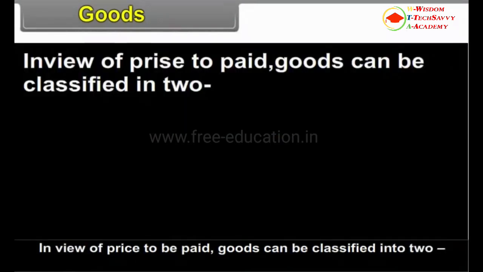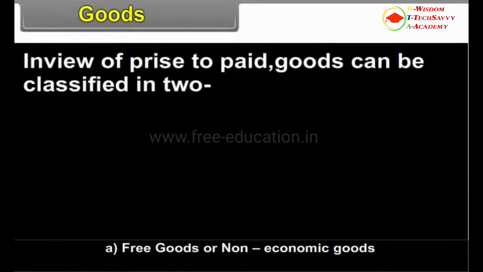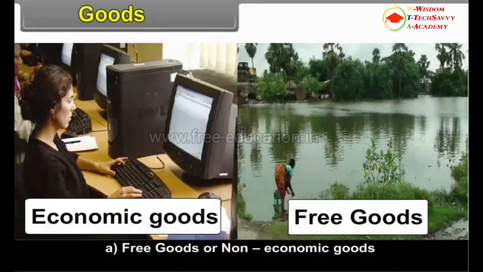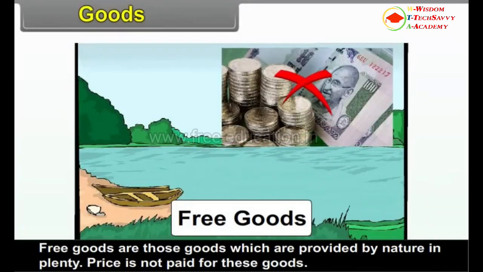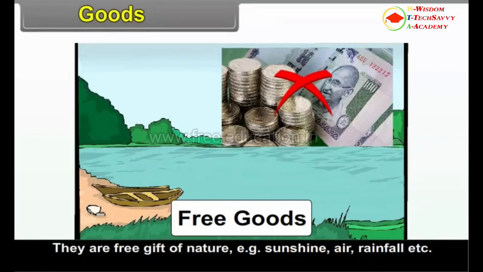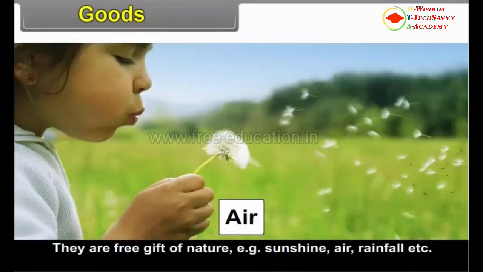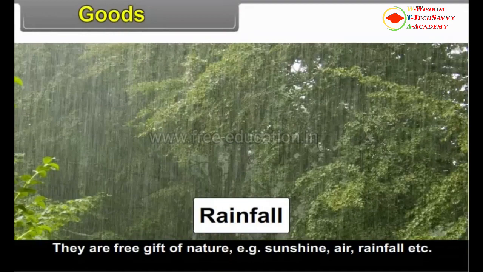In view of the price to be paid, goods can be classified into two: free goods or non-economic goods, and economic goods. Free or non-economic goods are those goods which are provided by nature in plenty. Price is not paid for these goods. They do not have an exchange value. They are a free gift of nature. For example, sunshine, air, rainfall, etc.